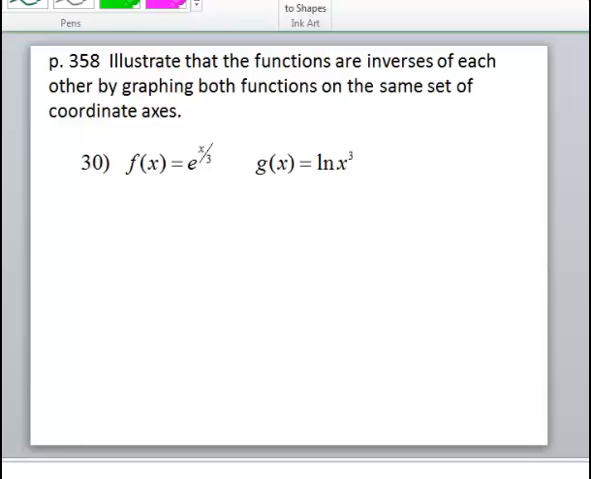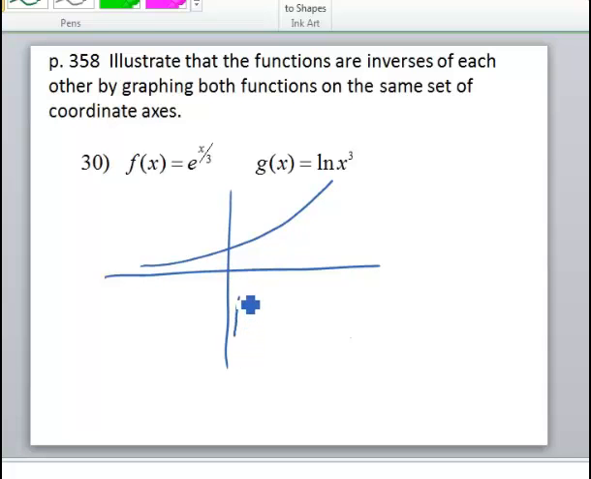The next part we're going to do is look at why these are inverses of each other. So we're supposed to illustrate that the functions are inverses of each other by graphing both of them on the same coordinate plane. Now I'll let you guys type those in your graphing calculators, and all I'm going to do is just simply sketch what you should end up with, or a picture similar to what you should end up with. So you should have a function that's climbing up like this, and then another one that's climbing over like this.